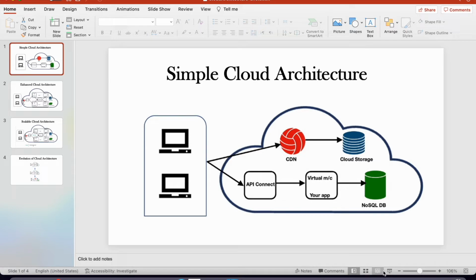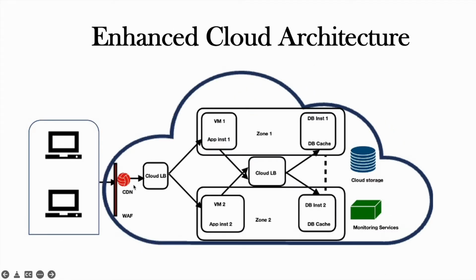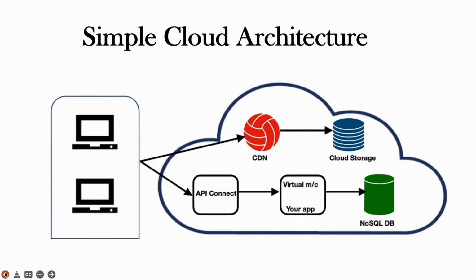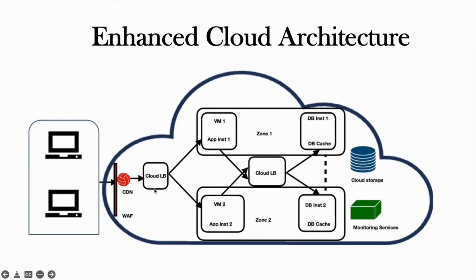In the last video, we saw about enhanced cloud architecture, right? This is the diagram about that architecture. So why did we come up with this architecture? Because the simple cloud architecture had some single points of failure, and we addressed them with the cloud load balancer in front of the VMs and two availability zones to take care of the failovers, and a cloud load balancer in front of DB instances, and also the web application firewall to take care of the DDoS attack, right?